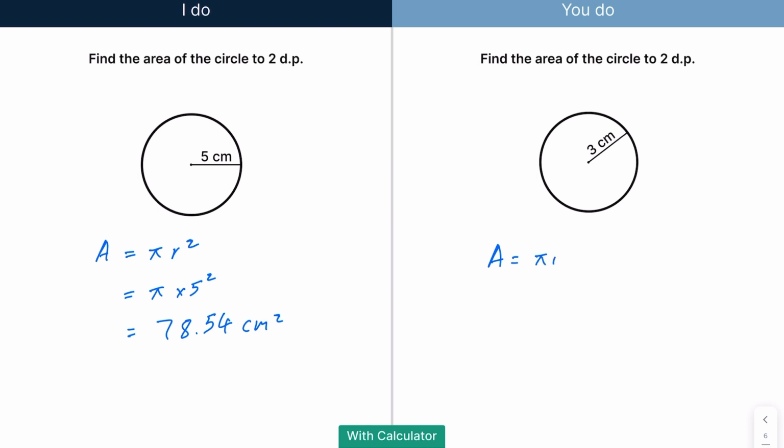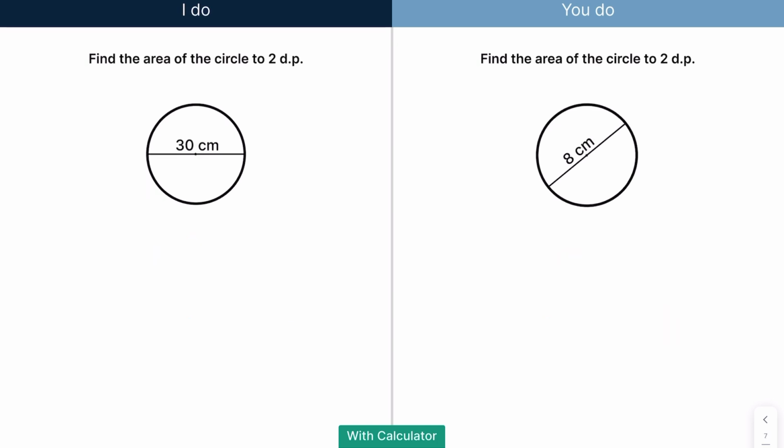So hopefully you've pressed pause and had a go at this example here. So area is pi r squared, so that's just going to be pi times 3 squared. So if I type that into my calculator to 2 decimal places, the answer I get is 28.27 centimeters squared.